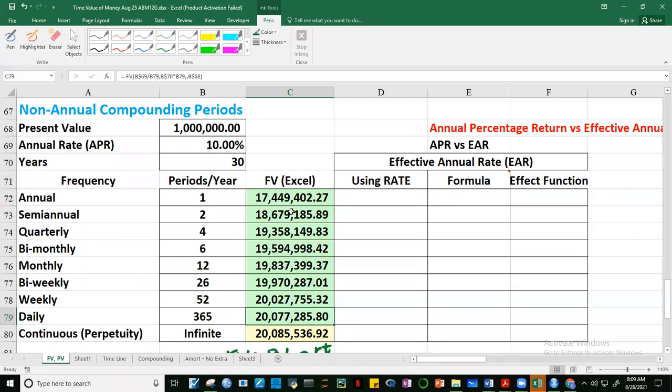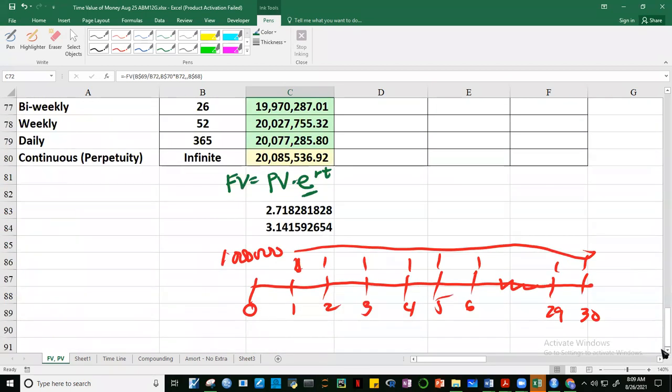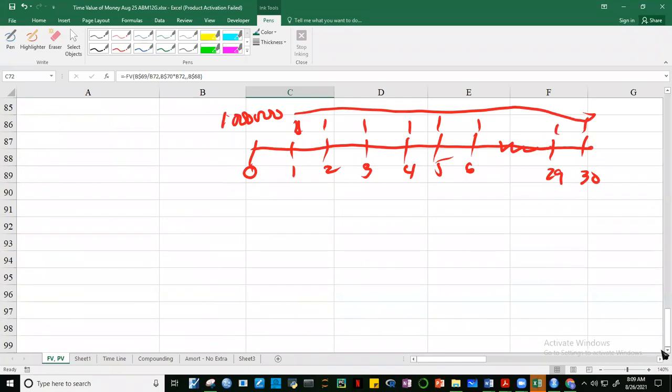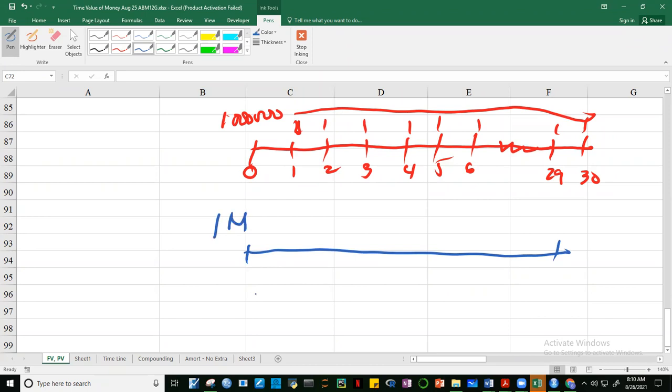Obviously, guys, mas mataas yung rate ni 20,077 kaysa 17,449. Kasi pareho lang silang 30 years. Okay, so let's illustrate that para clear sa atin. Kasi this is what's happening, no? So meron tayong 1 million, okay, at time 0. Then at time 30, meron tayong isa yung 17.5 million. Isa naman 20 point something million, no?